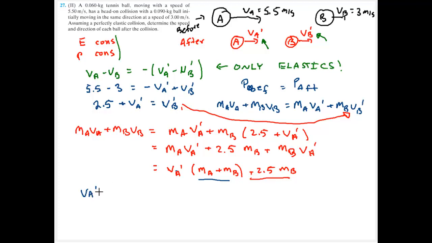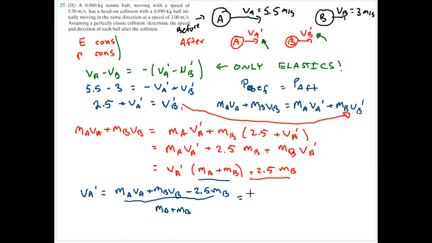and what I get is the velocity of A is going to be equal to the mass of A, velocity of A, plus mass of B, velocity of B. Both these are the beforehand velocities, minus 2.5 mass of B, and divide that by the sum of the masses, mass of A plus the mass of B.